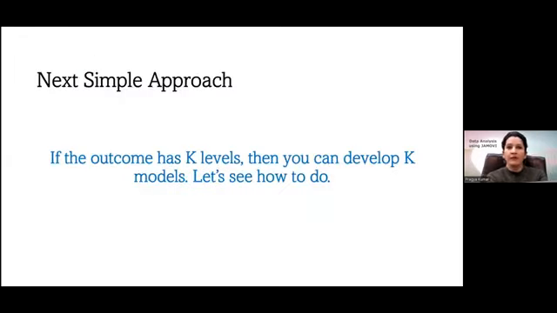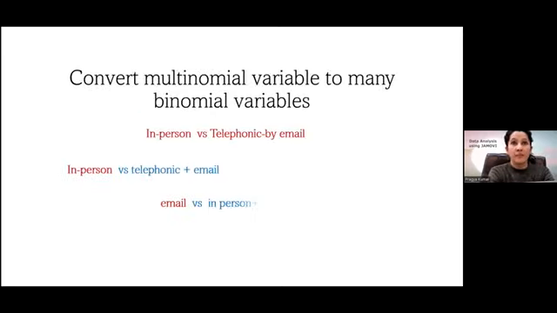Now if you can't do that, what is the next simple approach? The next simple approach is that you can develop multiple models. If the outcome has K levels, then you can develop K models. How can you do that? You can convert the multinomial variable to many binomial variables. Like in-person versus telephonic plus email, one binomial you can run like this. Again, email versus in-person and telephonic, another binomial. And the third binomial will be telephonic versus email plus in-person.